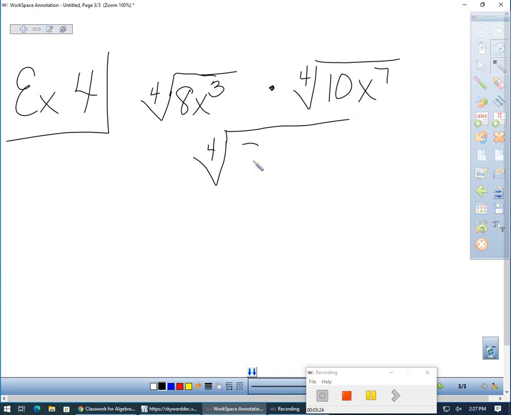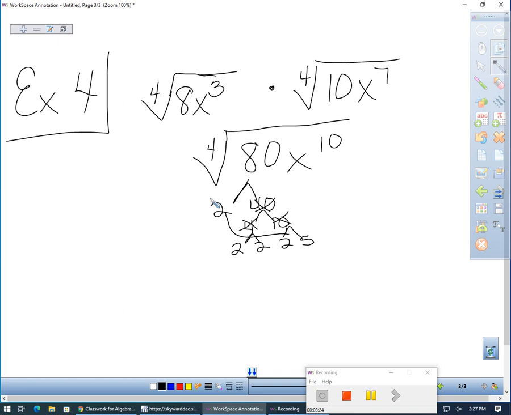8 times 10 is 80. X to the 3rd times x to the 7th is x to the 10th. Good. All right. Now we simplify it. 80 we can break down into 2 times 40. 40 we can break down into 4 times 10. 4 is 2 times 2. And 10 is 2 times 5. How many 2's do we need? 4, because it's a 4th root. I'm going to circle those 4 2's. Those get to come out. Is there anything else that can come out?